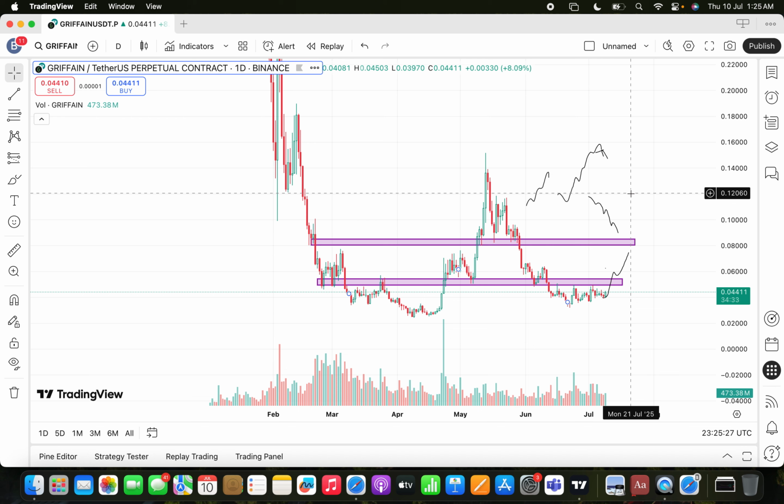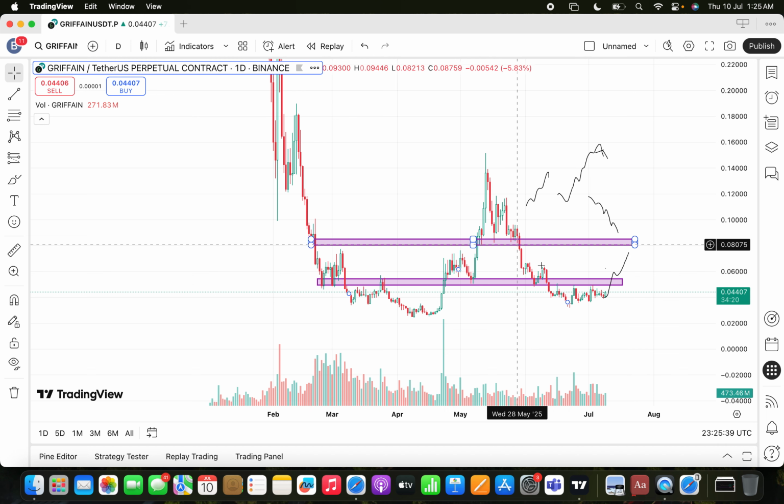The confirmation could be breaking the resistance and holding above it, or liquidity being swept, depending on what you use as your confirmation. It could be another block being formed. Like here, we can clearly see another block here, and then price continues dumping. If I was going to trade this, I would wait for confirmation of price not being able to push above it.